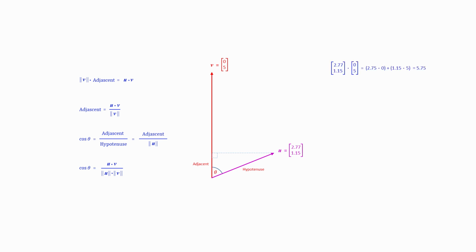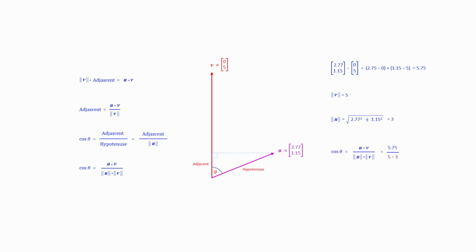First, calculate the dot product of the two vectors, in this case 5.75. Next, calculate the length of v. That's easy enough, it's just the y component of v, 5. Then calculate the length of u. You saw how to do this in a previous video using Pythagoras' theorem. The length of u is 3.